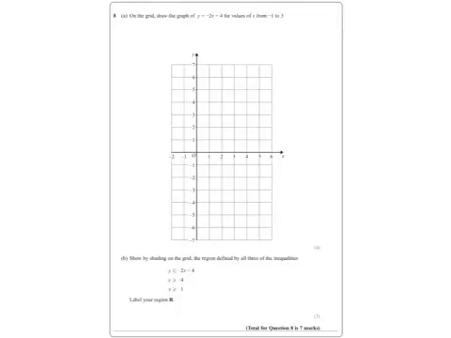Right, we've got an equation of a line question here. It says we need to, on the grid, draw the graph of y equals minus 2x plus 4 for the values of x between minus 1 to 5.